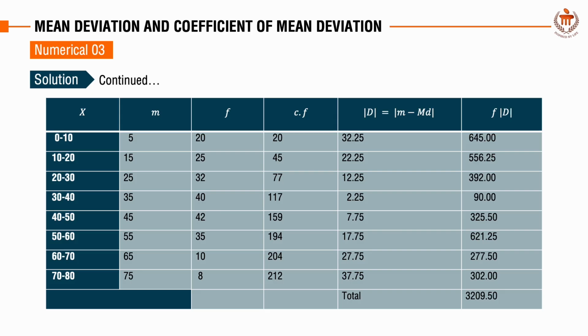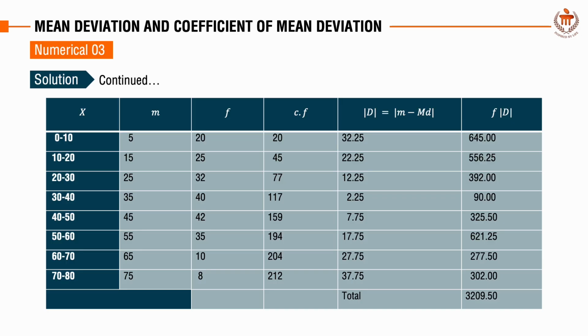The mean deviation we got is 15.6, and then we can also find the coefficient of mean deviation, where we simply divide that mean deviation value, 15.6, by 36.5. That will give us the coefficient of mean deviation.